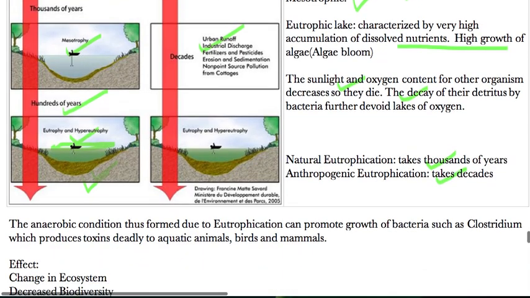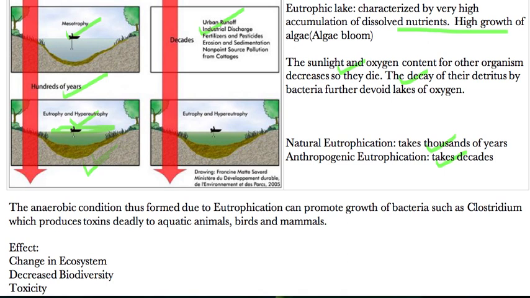The anaerobic condition formed due to eutrophication can promote the growth of bacteria such as Clostridium. We also discussed this bacteria before. Clostridium populations will increase, and they produce toxins or poisons deadly to aquatic animals, birds and mammals. These toxins can directly kill a bird, an aquatic animal or a mammal, or they can enter, for example, a fish or a bird. When they enter a fish or bird, they can move further up the food chain, leading to biomagnification, which can ultimately affect a lot of other organisms. So this is one harmful effect.